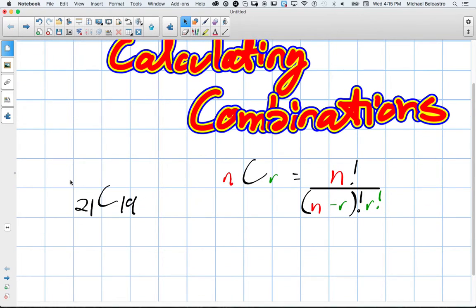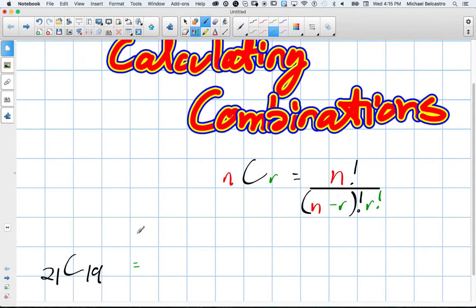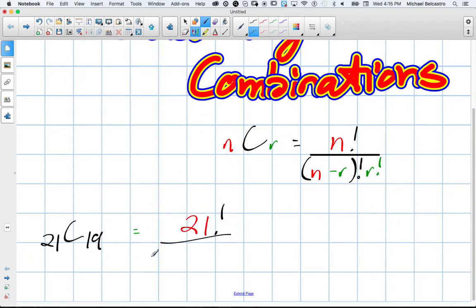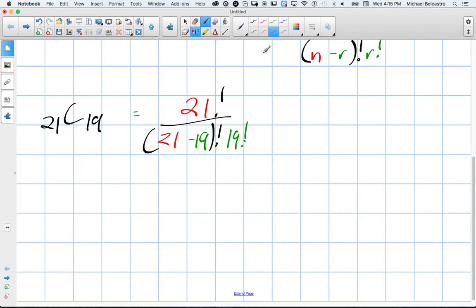So let's bring this down and give ourselves some room, because there are going to be some pretty big calculations here. Our n value is 21, so we're going to get 21 factorial, which is a huge number. Then we're going to get 21 subtract 19. We'll calculate what that is as a factorial, and then we have 19 factorial. We'll simplify that bracket first, brackets first. So 21 factorial over 2 factorial times 19 factorial.